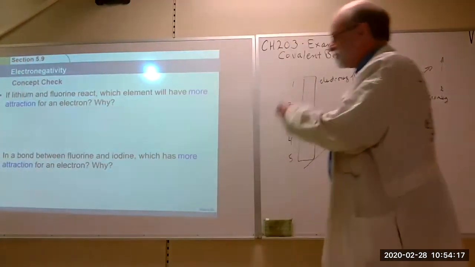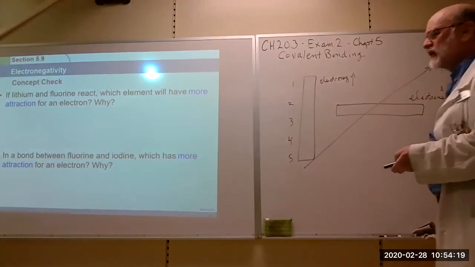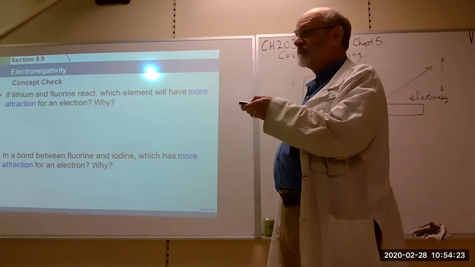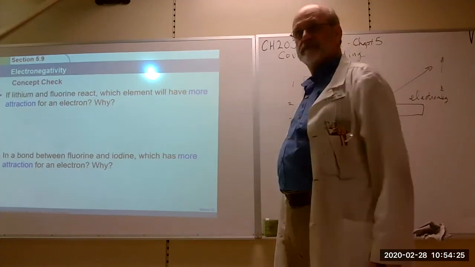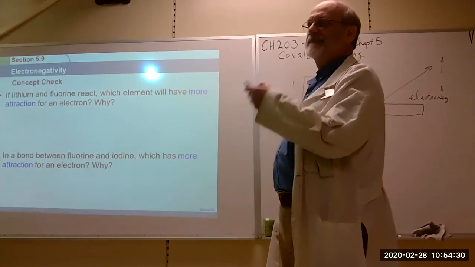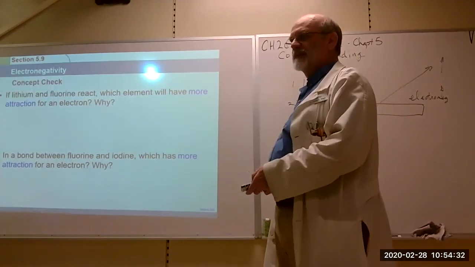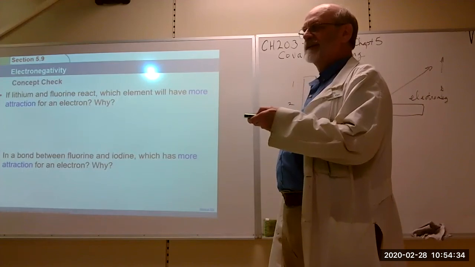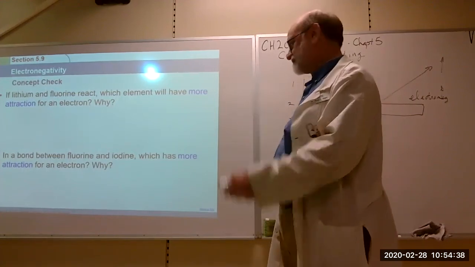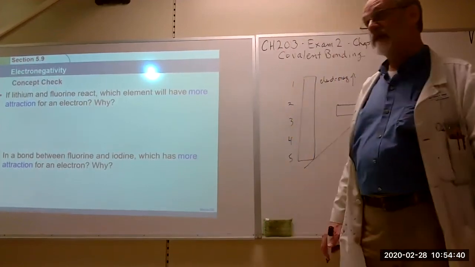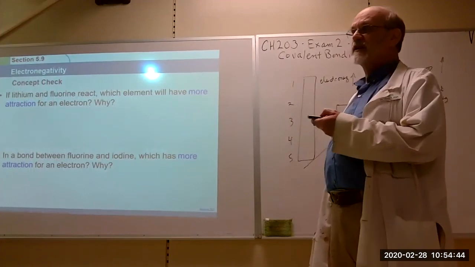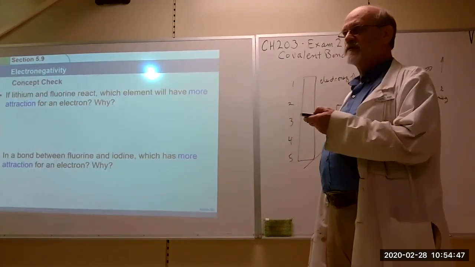Okay. In a bond between fluorine and iodine, so they're both halogens, they're in the same group. Fluorine is higher up than iodine, so it's a stronger attraction. But if we said iodine and chlorine, then you would say, okay, chlorine's above iodine. And there are lots of compounds that have been studied that are formed only from halogens.